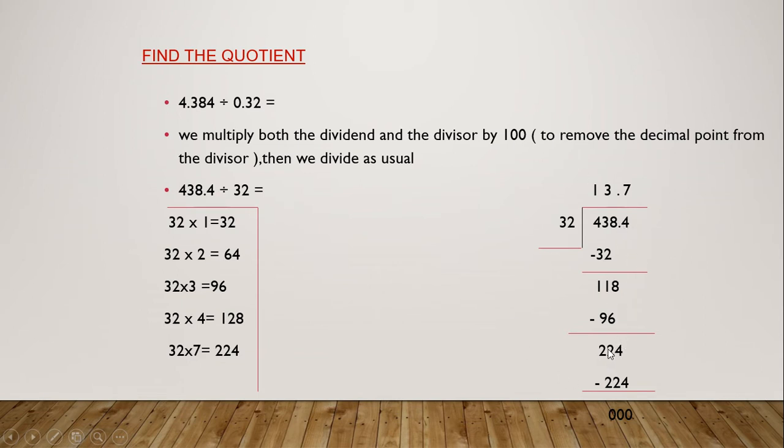Then I have 224. 224 divided by 32. What in the table of 32 equals 224? 32 times 7 equals 224. Then 7 times 32 equals 224. Subtract, the result will be 0. This is the end of the division. Then to divide by a decimal, you should make the divisor a whole number and divide as usual. Okay?